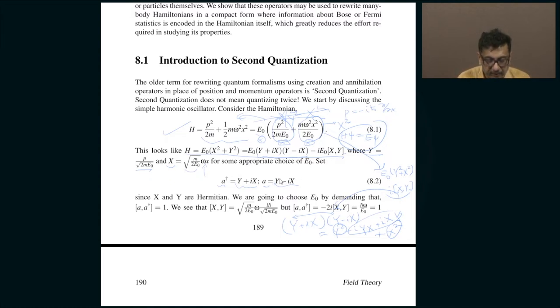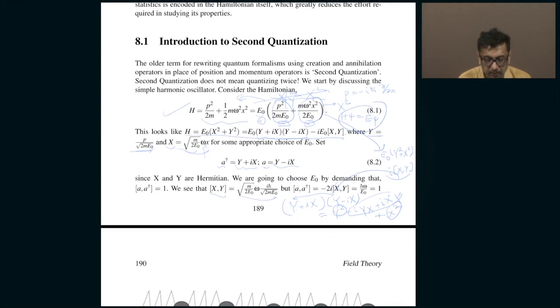If I take dagger on both sides, Y dagger is Y because Y is Hermitian, but then minus i becomes plus i, because dagger will make the operators become Hermitian adjoint, but it will make complex numbers their complex conjugate. So minus i will become plus i, and capital X, because it is Hermitian, will remain capital X. So then A dagger is Y plus iX, whereas A is Y minus iX. With that sort of definition, you can see that X is defined like this, Y is defined like this, and the commutator of X and Y is basically this one.